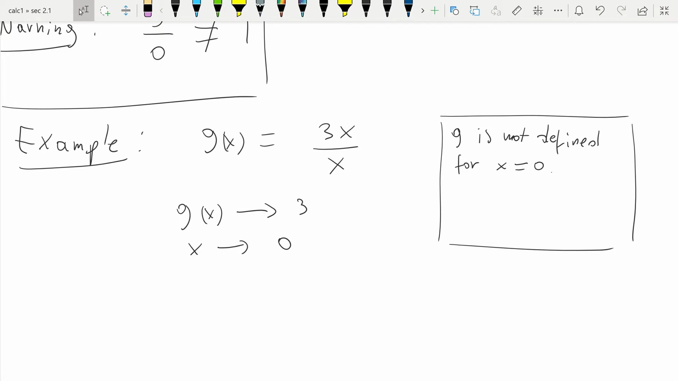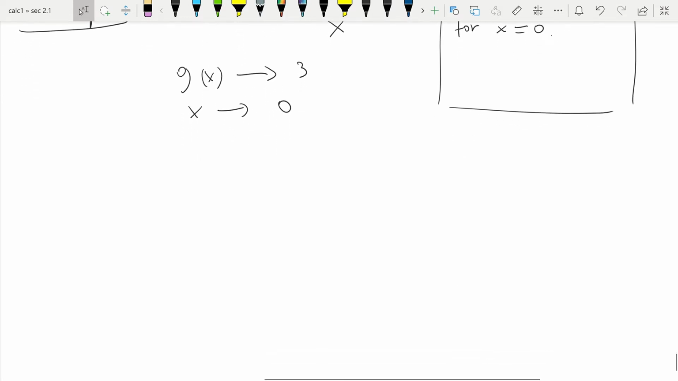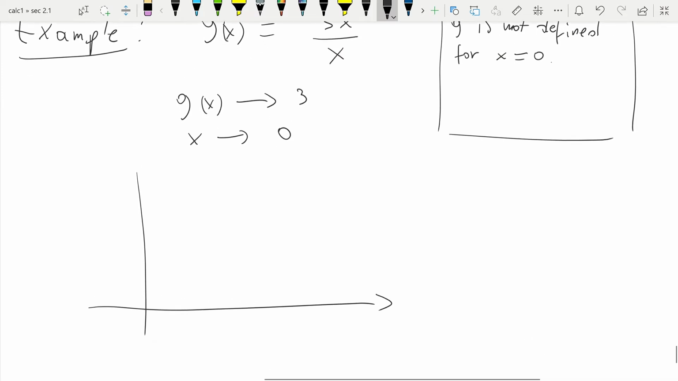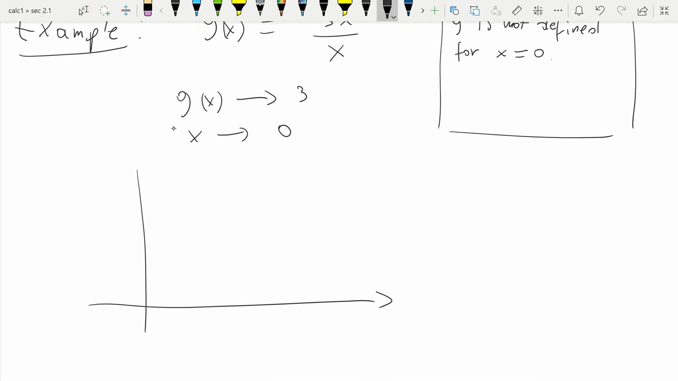That's not allowed. However, if you look at the graph of g, the graph of g has a hole at 0. But at any other point, so this is g of x, at any other point, so this is the number 3, at any other point the function is equal to 3.